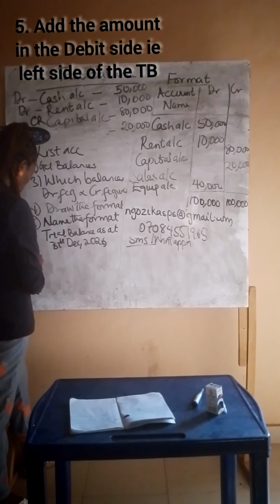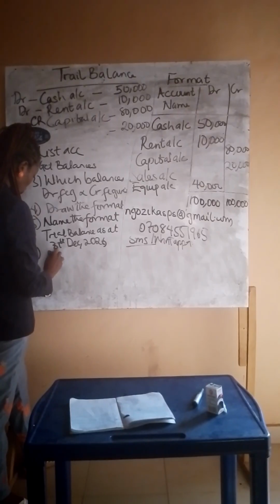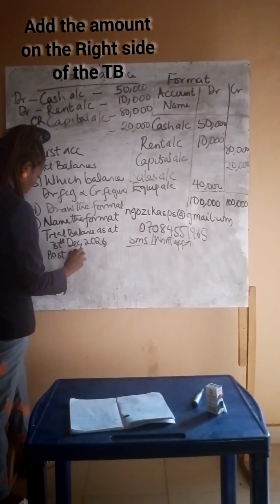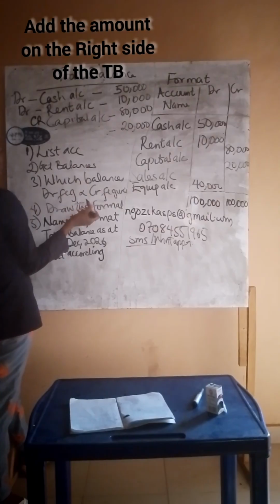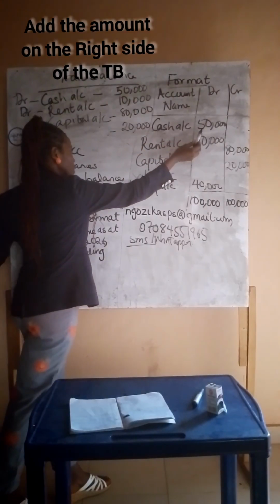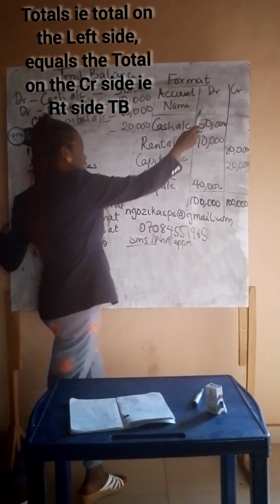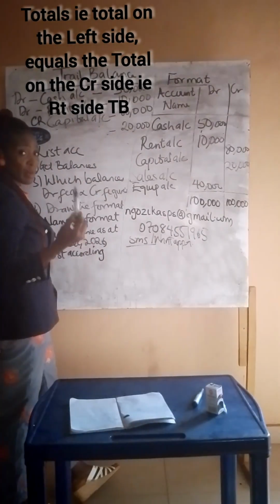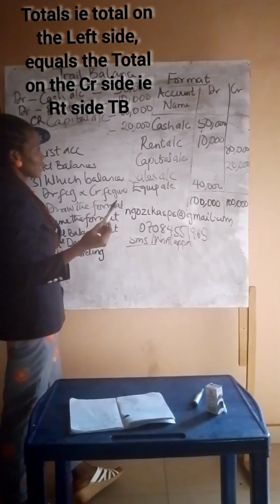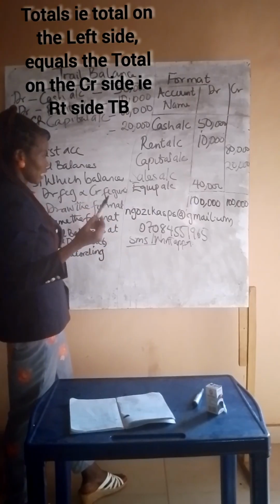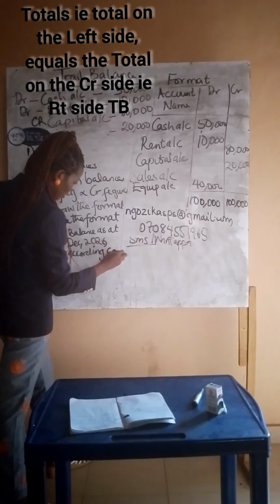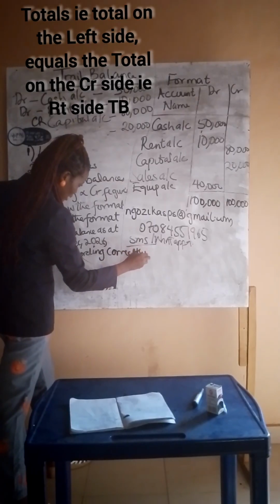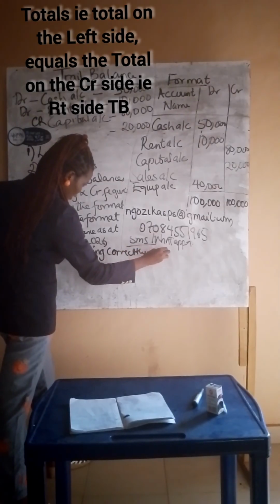Then the next thing you should do is you now post. You post accordingly. You should take due care. So you post the name of the account like we have here, and then the corresponding amount, and then the debit or credit. You should be very careful because most times people make mistakes. So take due care. Post accordingly, correctly and carefully, so that you don't make mistakes.